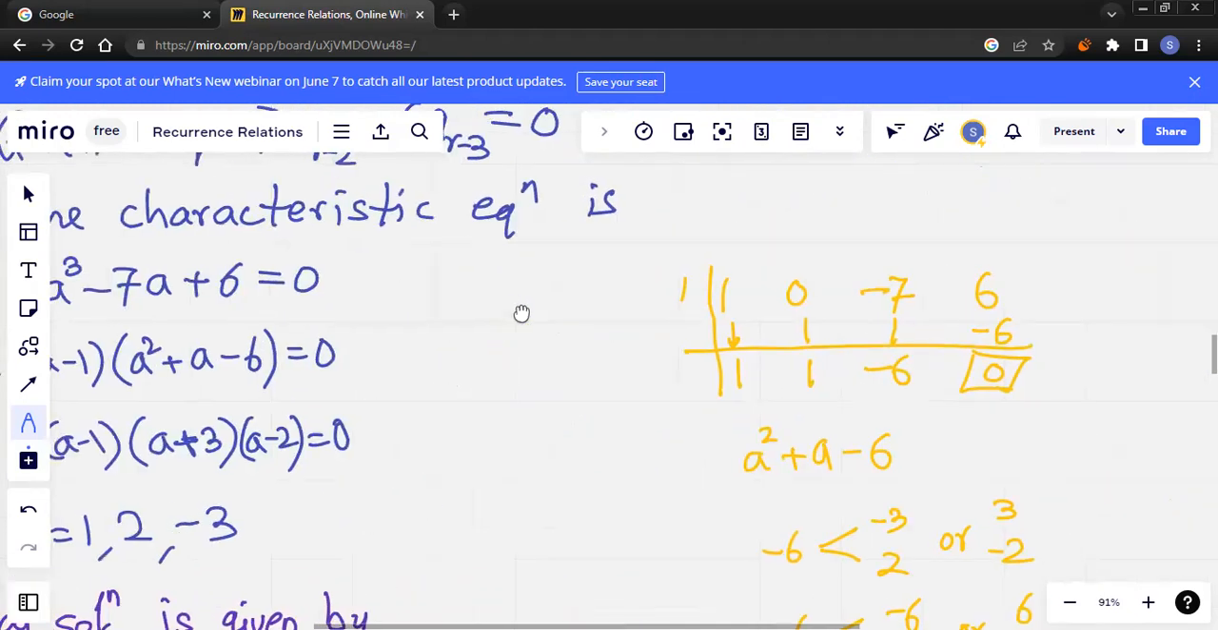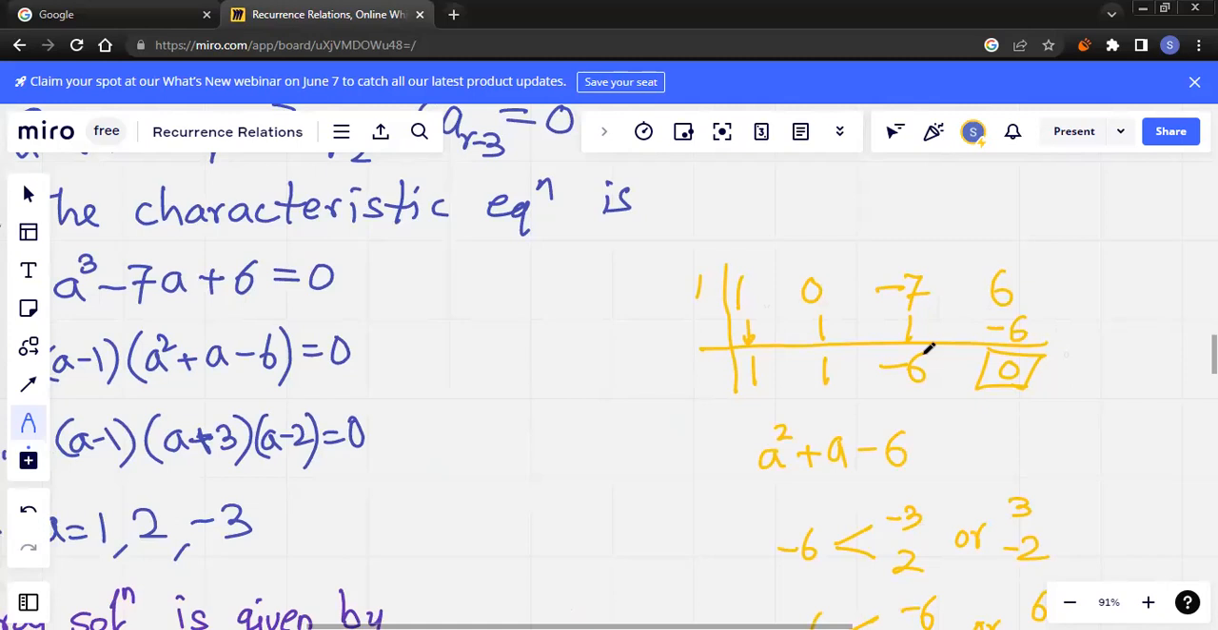What we have done is we have written the coefficient form. You see, the coefficient of a cube is 1 we have written. The term a square is missing here, so the coefficient is 0. Then minus 7, and then constant term 6. You can observe the sum of all the coefficients is 0. 1 minus 7 plus 6. Sum is 0, means 1 is the root. So let us divide by 1.